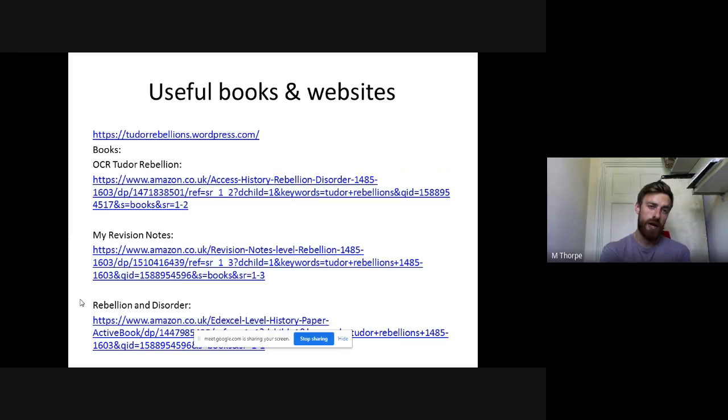If you can, I'd really recommend getting the OCR Tudor Rebellion book here. Okay, it's about 15 quid online. It's a small green and white book. The reason why that's so good is not only does it go through rebellions and the monarchs, but it also starts to categorize them for you into religion, into politics, and into the economy. So once I'd read certain chapters, it all made a lot more sense to me when I first started researching it a few years ago. So that's a great book.